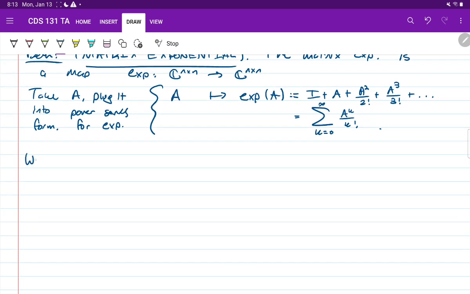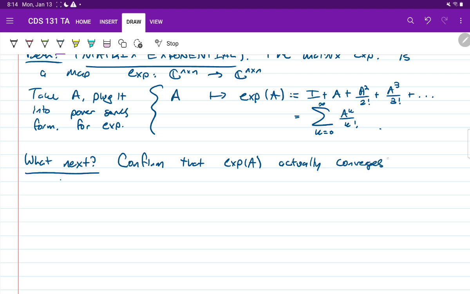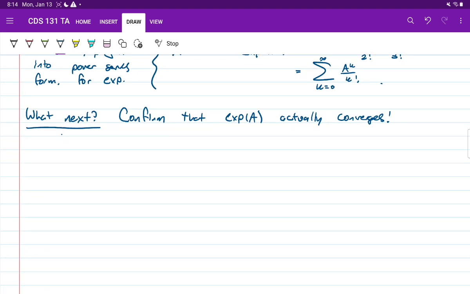Okay, so what next? Well, there's something that we always have to do whenever we write out some infinite series. The first thing we need to do is make sure that this infinite series actually converges, okay? So let's go ahead and confirm that exp A actually converges. And the nice thing that we'll find is that we actually get a stronger mode of convergence called uniform convergence, all right? This is just like we had with the Peano-Baker series.